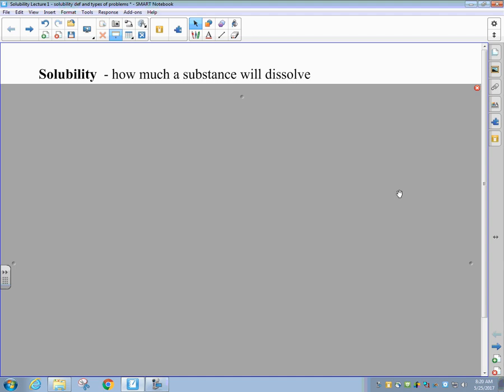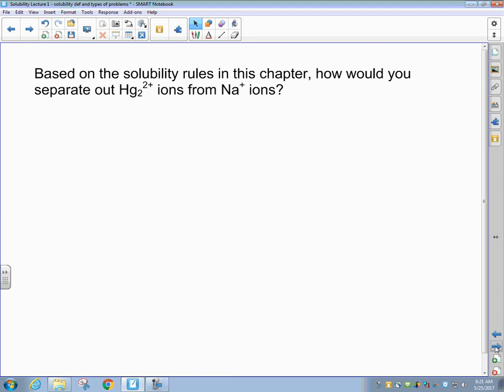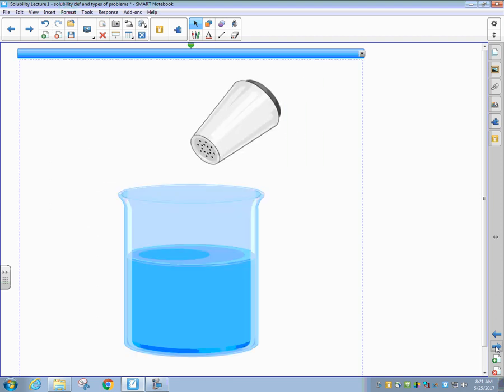There are two parts to any solution as we review. The solute is the substance being dissolved, and the solvent is the dissolving agent. In our first year high school chemistry course, our dissolving agent is almost always water. Let's go ahead and examine why certain substances dissolve.